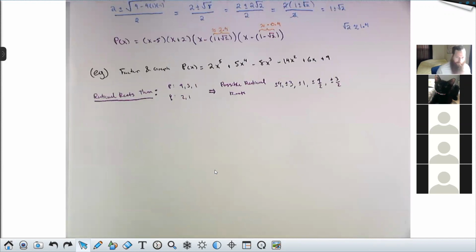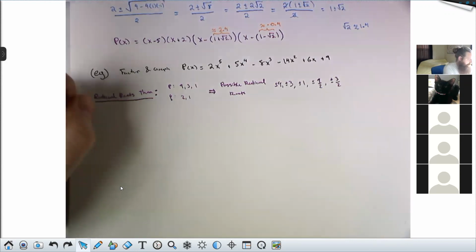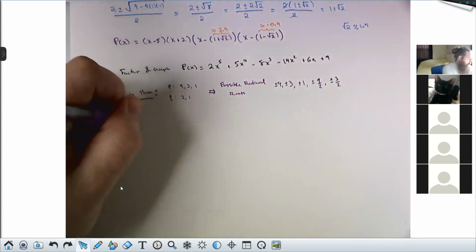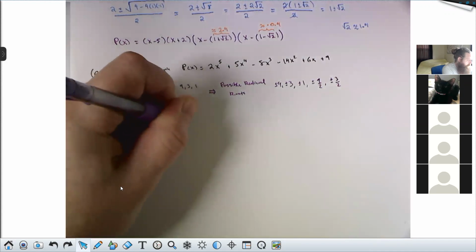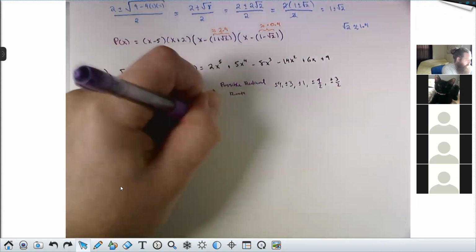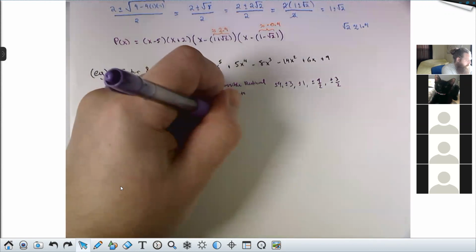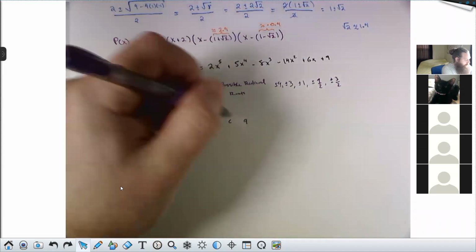And we just start trying to factor, right? We just start testing these things. So I'll test 1. I'm going to write 1 and then 2, 5, negative 8, negative 14, 6, and 9.